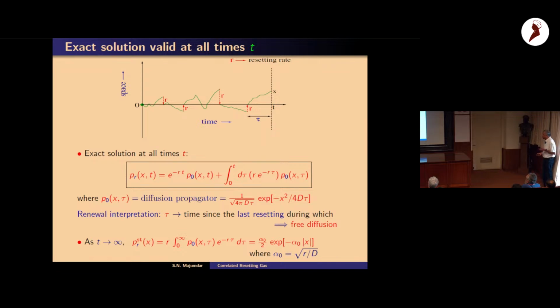When r equals 0, there is no stationary state. As you see from here, this term is not there, and P0 of x,tau is always time dependent. But when you introduce resetting, it induces a stationary state. Physically this is easy to understand, because diffusion is trying to spread the particle away from the origin, whereas resetting is trying to push it back towards the origin. There's a competition between the two, which leads to a stationary state.